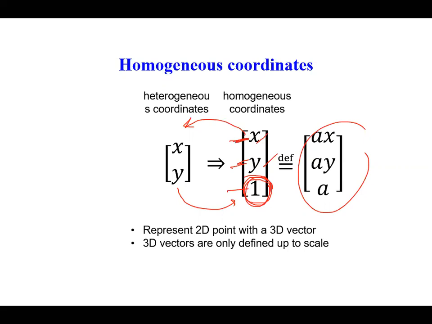Or to be a little bit more precise, if I would like to go from this to this, I will multiply by the scale a and add the 1 multiplied by that scale. If I would like to move back from this to here, I first divide by the scale and then remove the 1. This is going from the heterogeneous coordinates to the homogeneous coordinates, or vice versa.